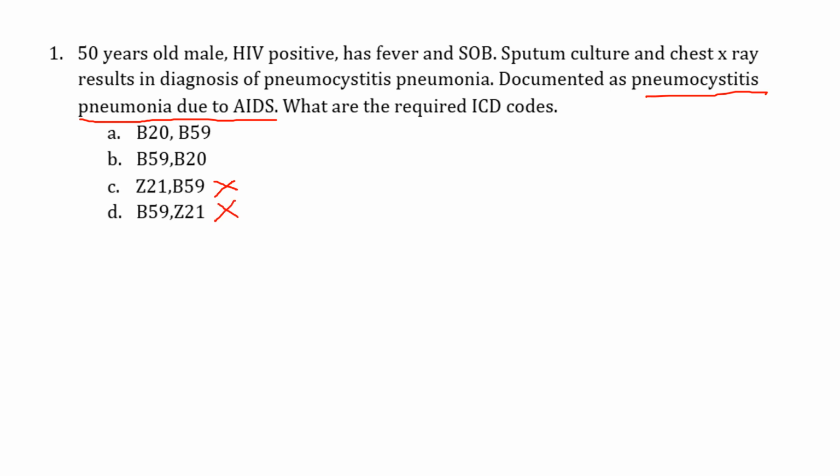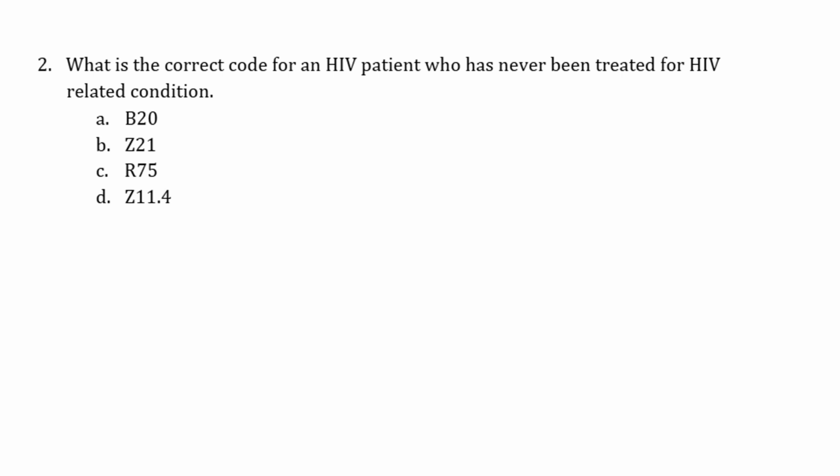And in between A and B, what will be my first answer? It will be B20 and then the B95, because if the patient has developed an HIV related illness, then you will write the B20 as a first diagnosis followed by the related condition. So what will be my correct answer? A. What is the correct code for an HIV patient who has never been treated for an HIV related condition? So in other words, he is an HIV patient but there are no symptoms. So he is an asymptomatic patient, and so your correct answer is Z21.